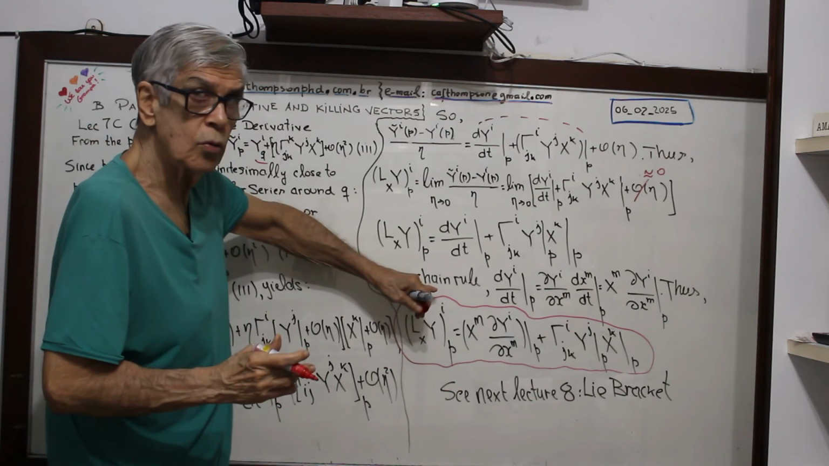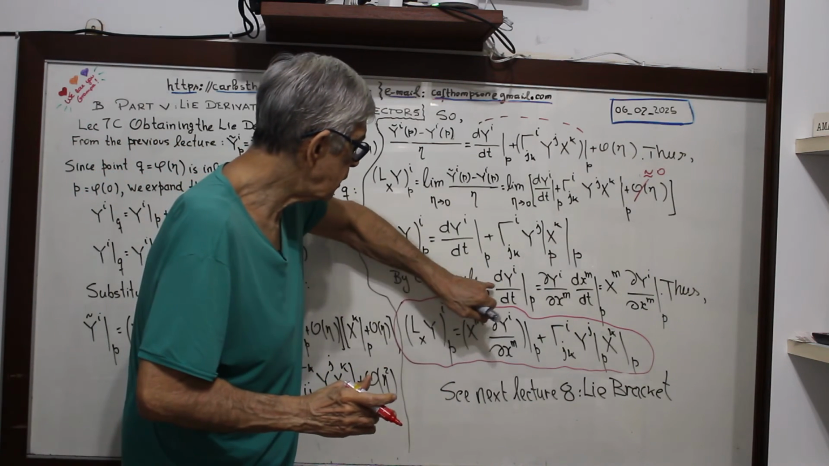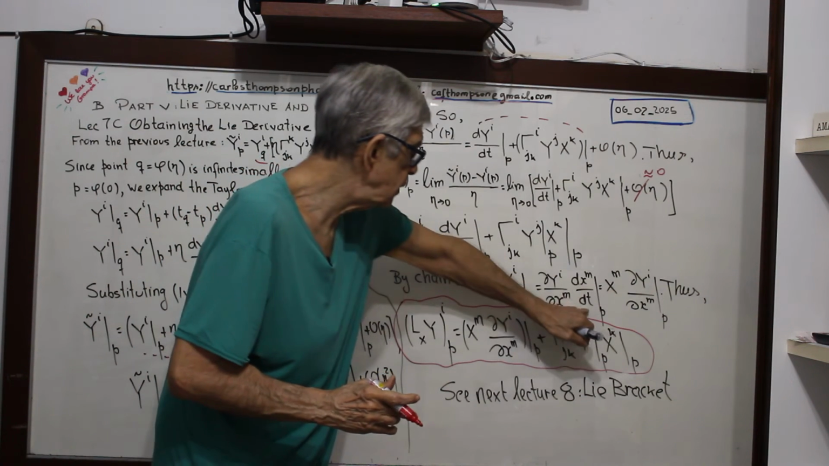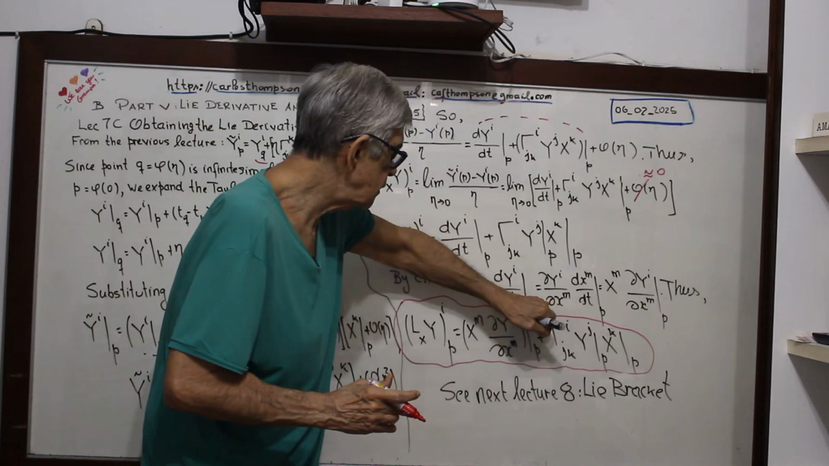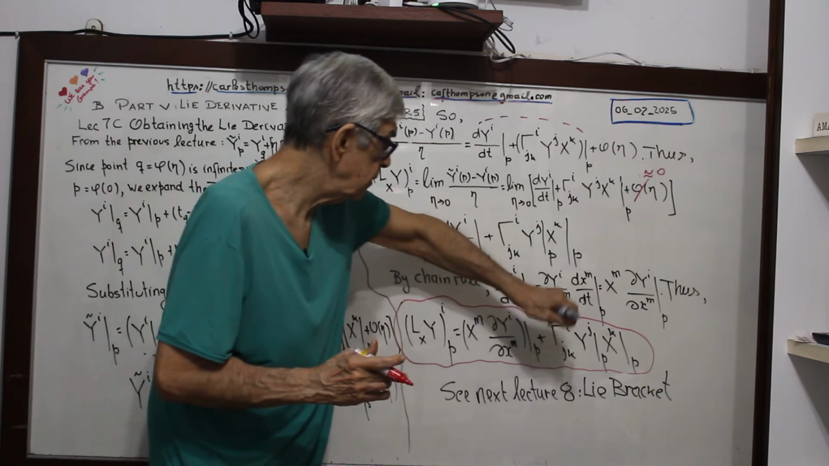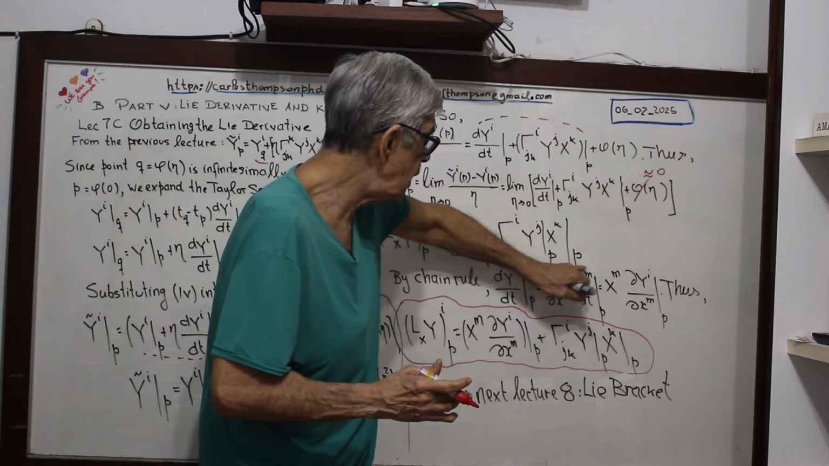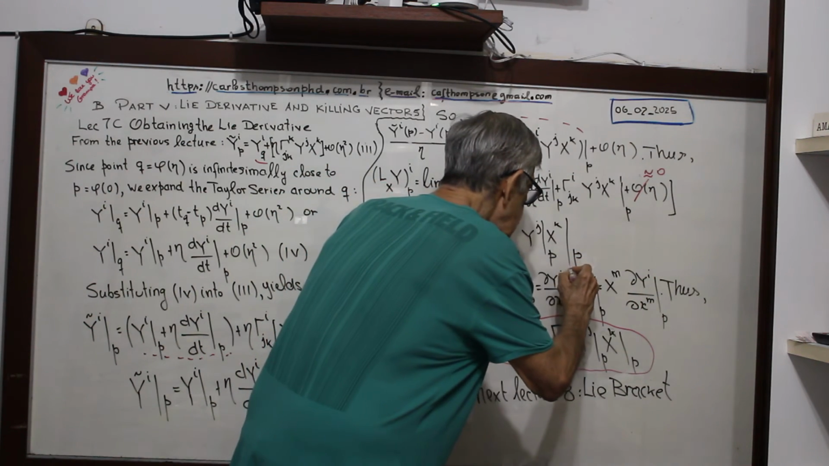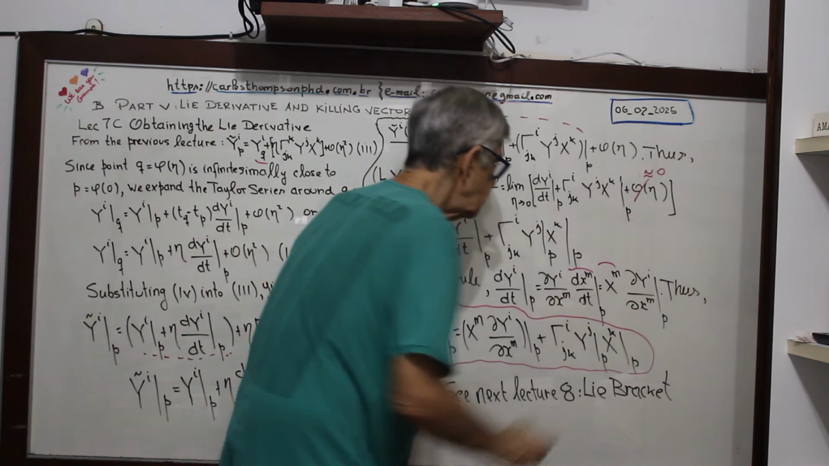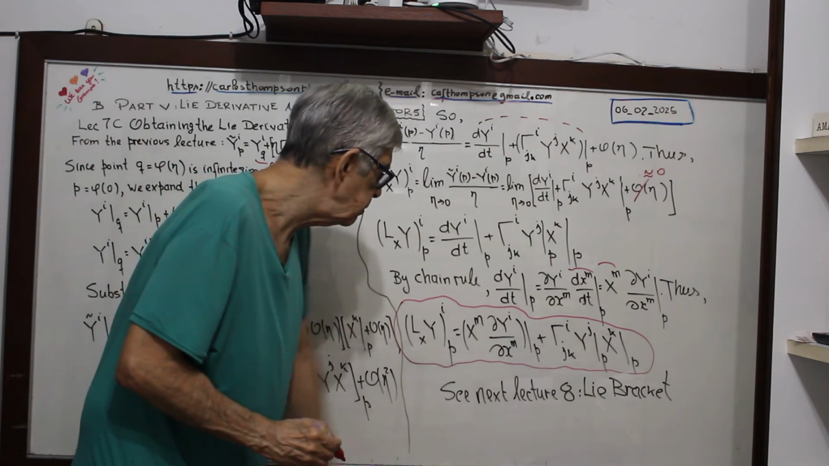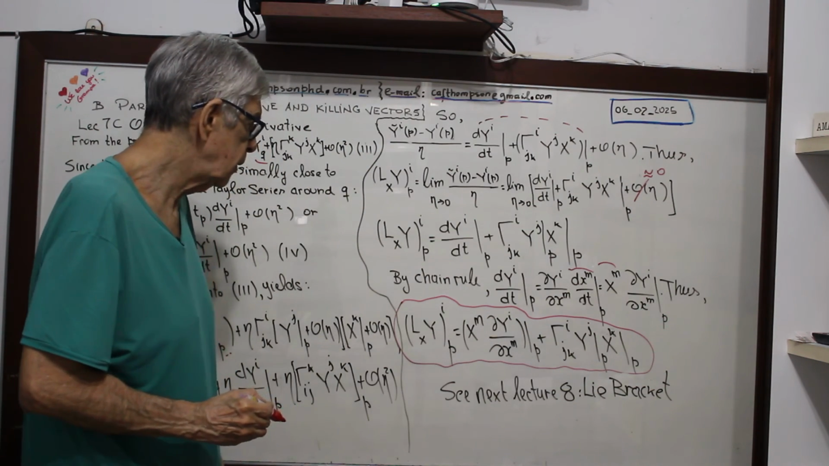Now, by the chain rule, I can write dy/dt as the partial of y with respect to x^m, times dx^m/dt. But by definition, dx^m/dt is just this term over there. So then I can write the final equation.